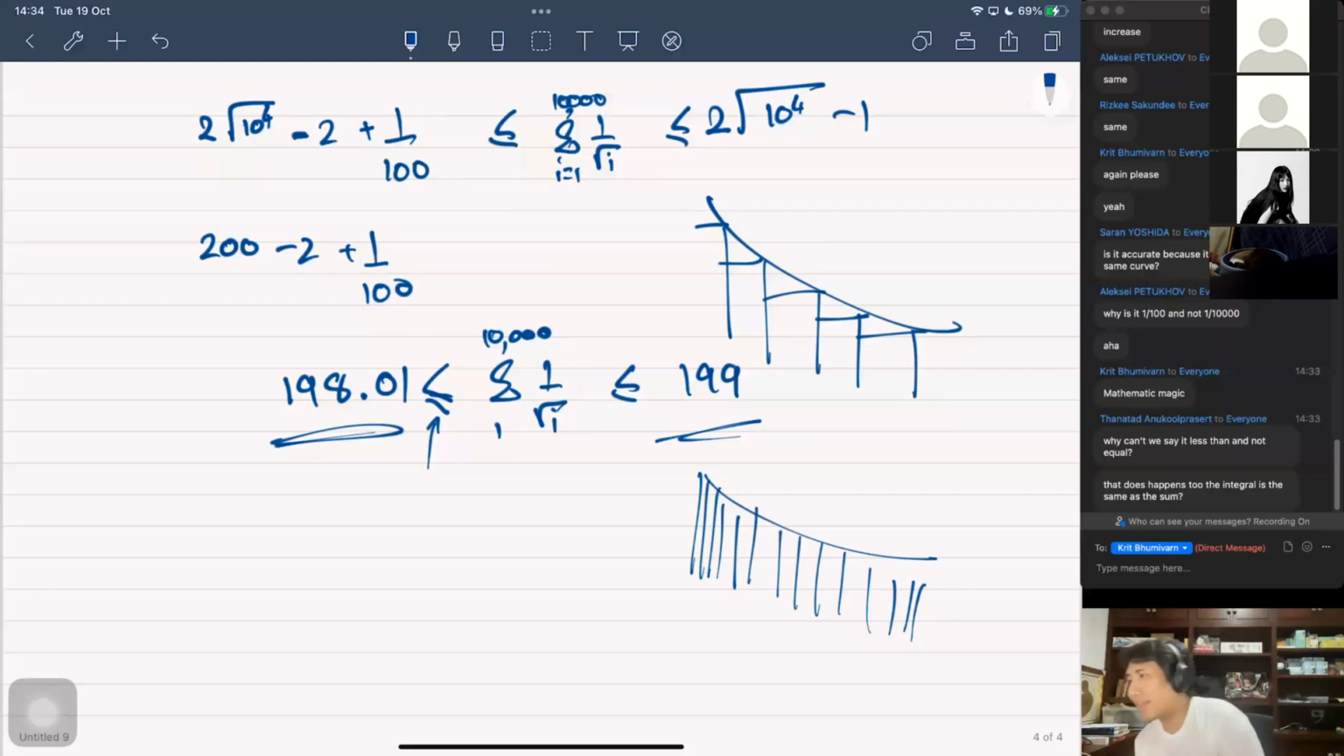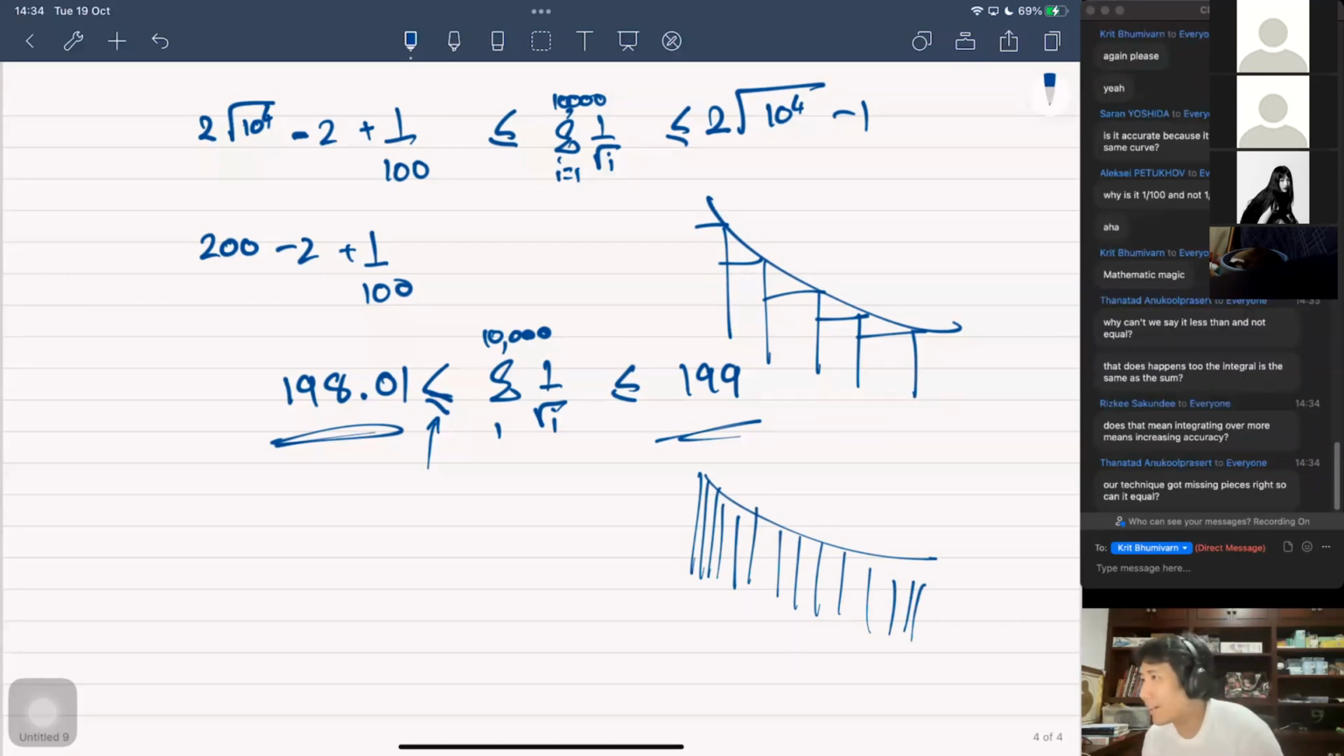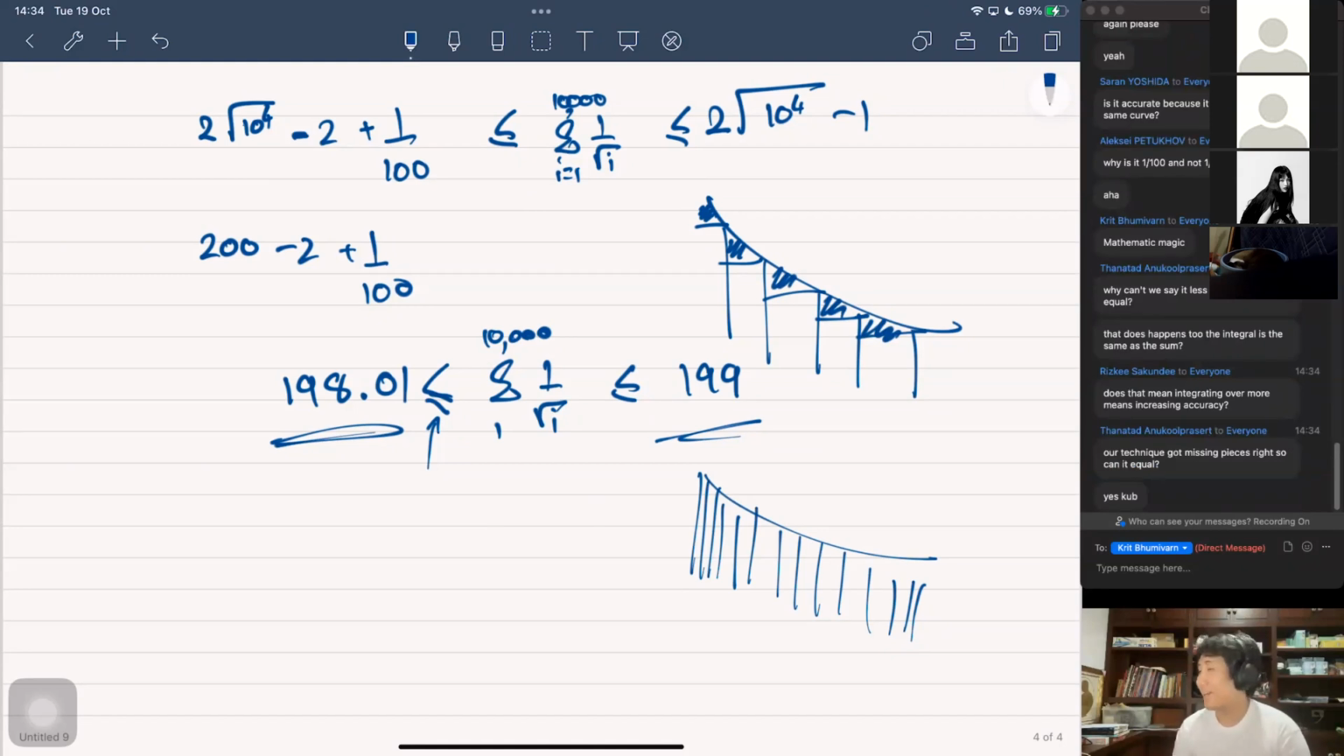Any questions so far though? I think this exercise is pretty easy, right? Does that mean integrating over more increasing? No. Depending on whether you have an increasing or decreasing function, our technique has a missing piece, right? So can it be equal? What's the missing piece? You mean this little guy? If you know exactly what to subtract, then yes, they're going to be equal. Except it's kind of hard, right? This is why, for those of you who learned numerical methods, we do the trapezoid rule to approximate that missing piece.